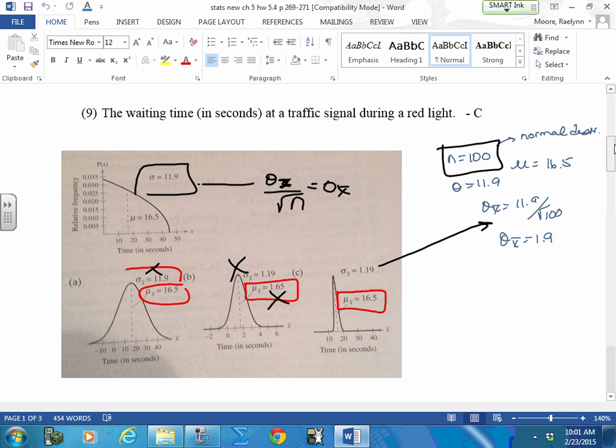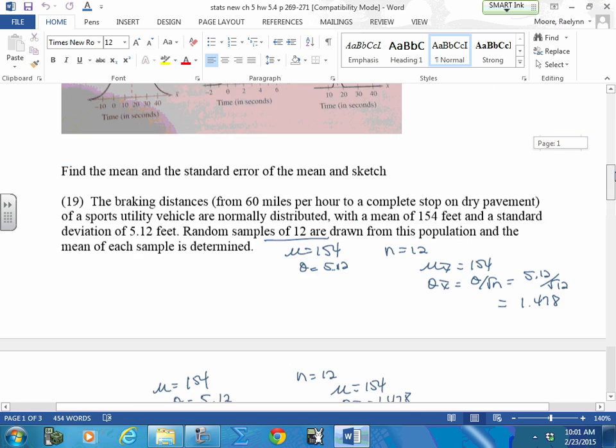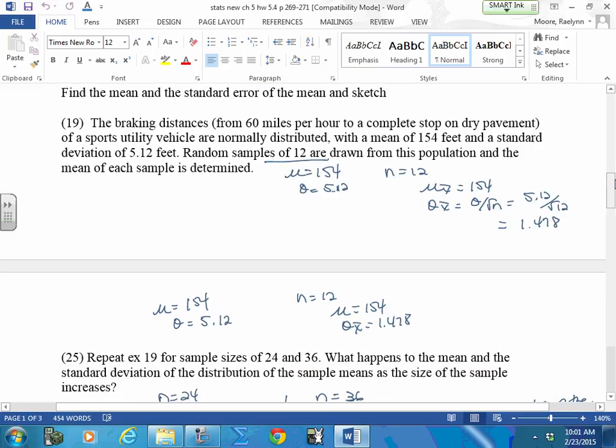Good? All right. Now, we got into starting to use these. Actually, here again, you just have to find the mean and the standard error of the mean. Make sure you get this on your papers if you don't have it now. Make sure you write this down. The braking distances were normally distributed, so that's one way to tell us. It doesn't matter how many are in our sample. We have a mean. Pull out your information. Population mean, population standard deviation. You know you have a normal distribution.